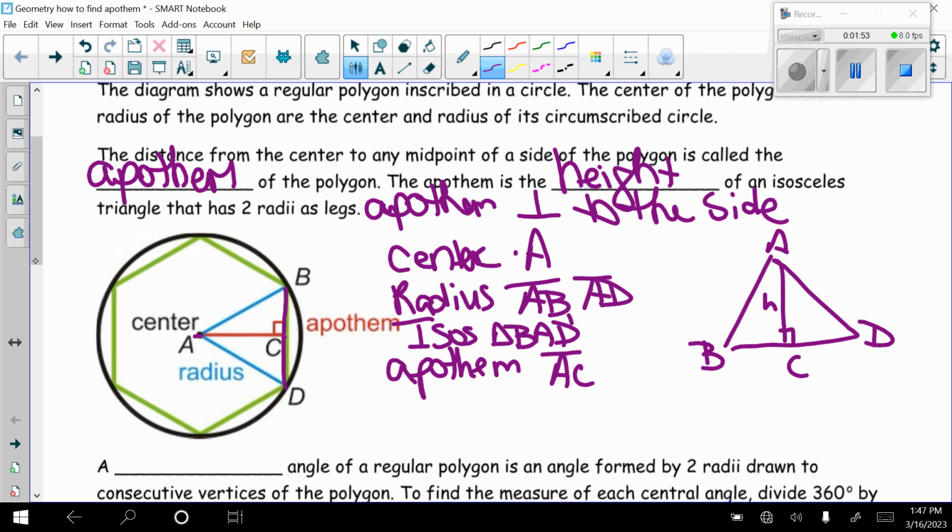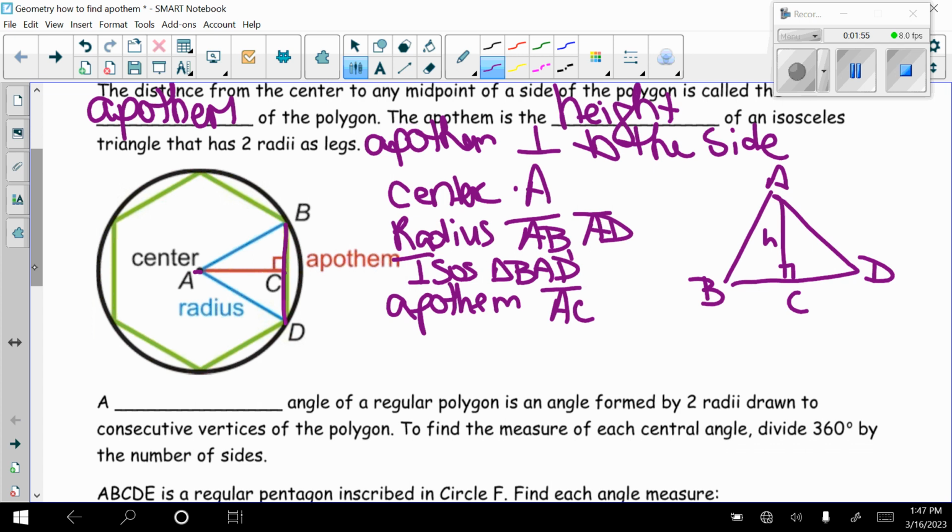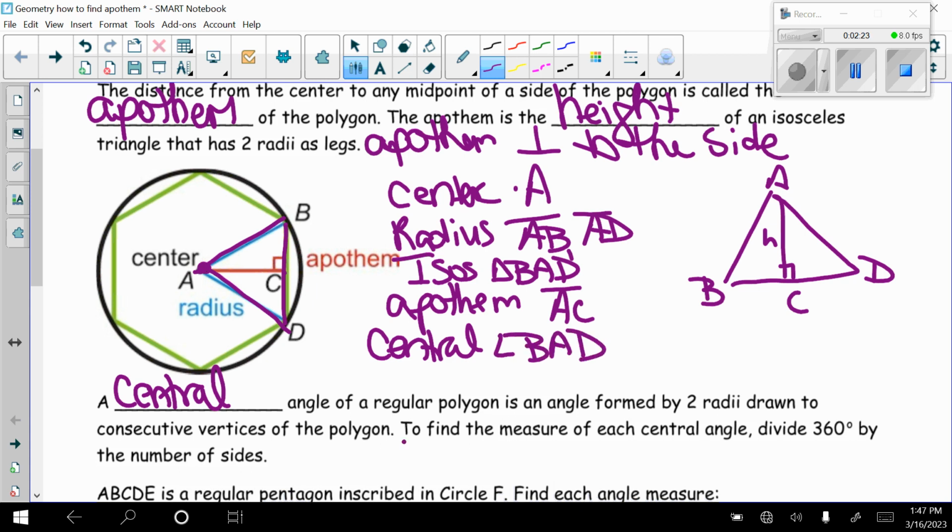Then we're going to look at this word real quick, and then we'll come back and label what that is in the picture. We're going to talk about what a central angle is. A central angle of a regular polygon is an angle that's formed by two radii drawn to consecutive vertices of the polygon. So back up here in this picture, we have radius AB, radius AD. Together, they make central angle BAD.